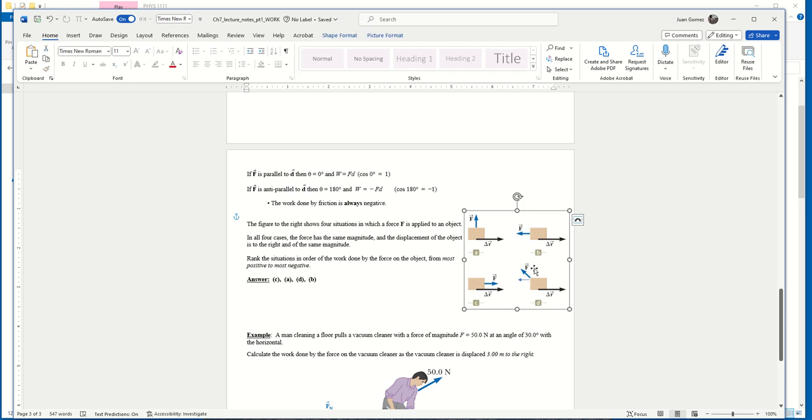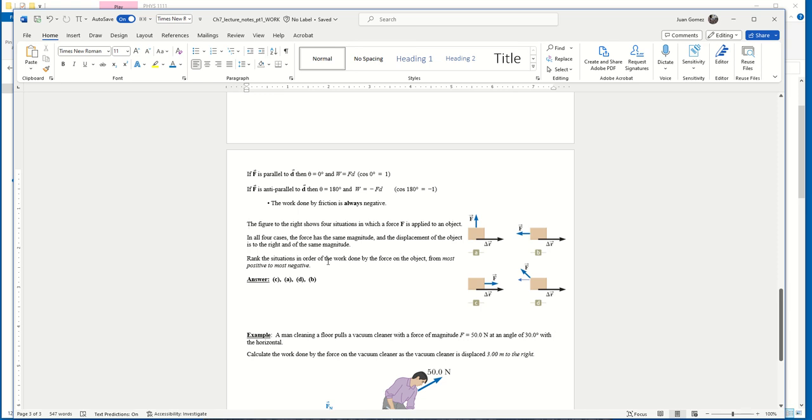Now let's look at this figure here on the right. We have four situations. In each case you have the applied force F, and instead of D, they're using this delta R for the displacement. Don't let that throw you. In panels A, B, C, and D, the object is moving a distance of delta R in the positive x direction. You can call that distance D, you can call it x, you can call it L. They call it delta R.